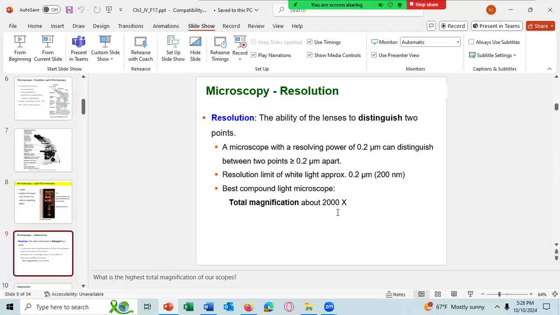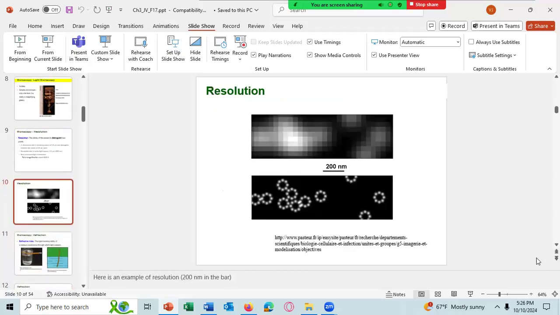Now remember, the highest magnification our microscopes can give is 1,000 times total magnification. This would be two separate points, and there you can see them under the light microscope. You can make them out as two separate points. These right here are less than 200 nanometers from each other, and you cannot make them out as separate points. And that's what resolution is. Any question about any of that?